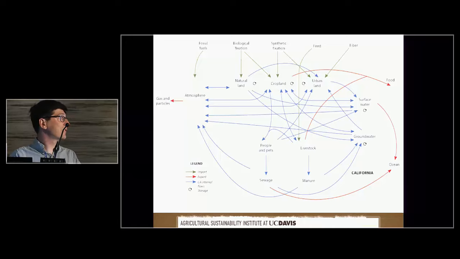And so we've defined 8 subsystems within the state, and we calculate flows between all of those as well. So the atmosphere, natural lands, croplands, urban lands, surface water, groundwater, people and pets, and livestock. So we calculate the flows of nitrogen among all of those subsystems. And then we calculate the nitrogen shown in the red arrows that's leaving the state.